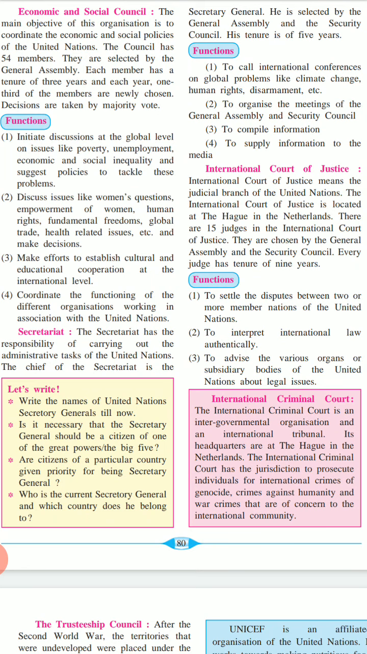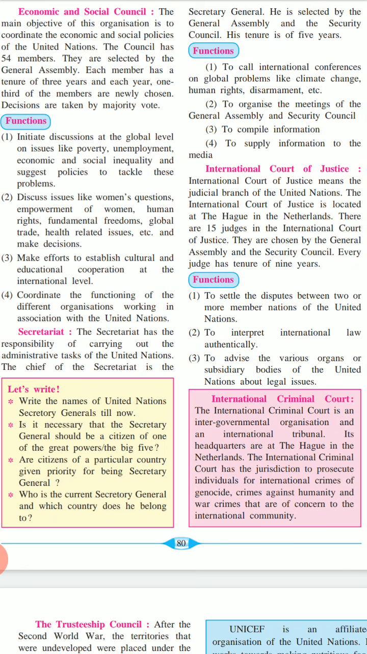First, to call international conferences on global problems like climate change, human rights, disarmament, etc. Second, to organize the meetings of the General Assembly and Security Council. Third, to compile information. Fourth, to supply information to the media.